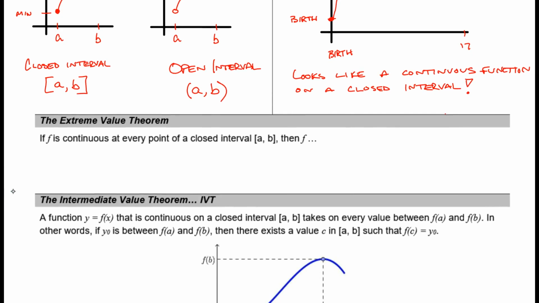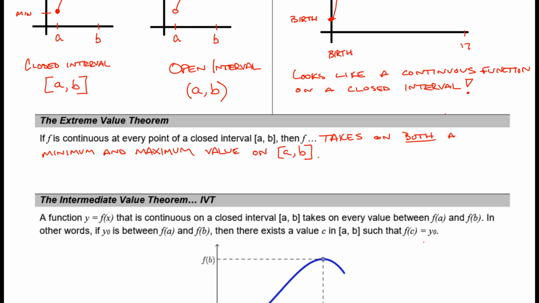The first one is the extreme value theorem. If f is a function, and if f is continuous at every point of a closed interval from a to b, then f takes on both a minimum and maximum on the closed interval.